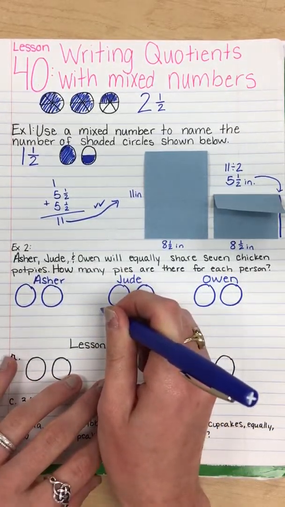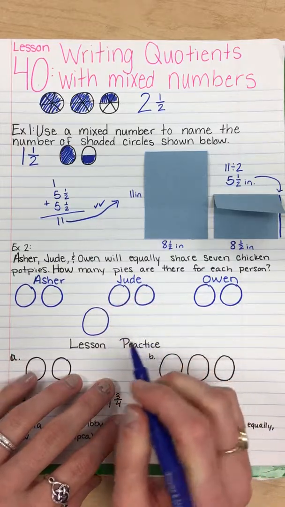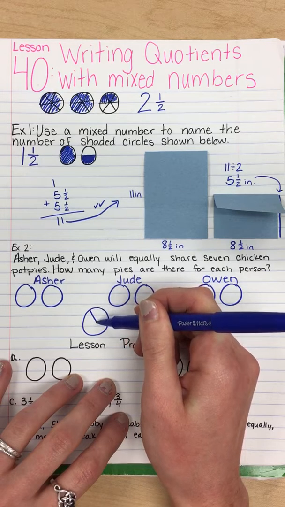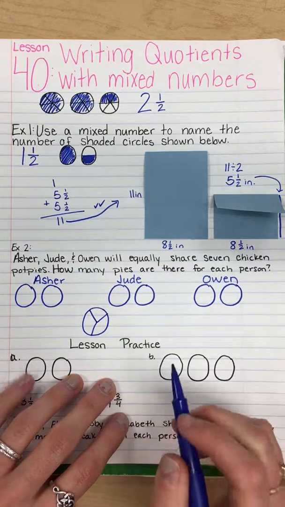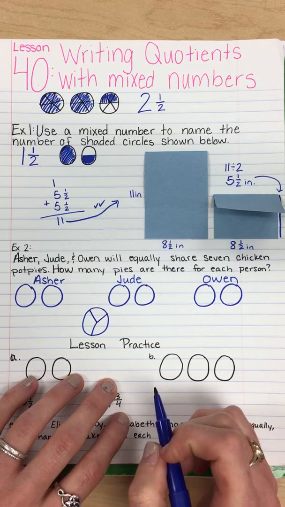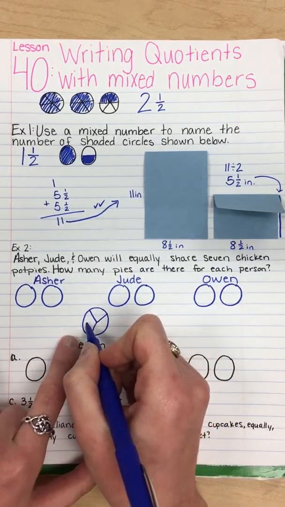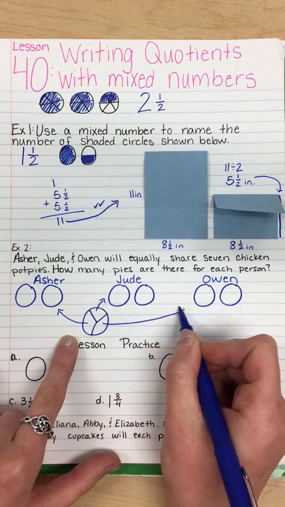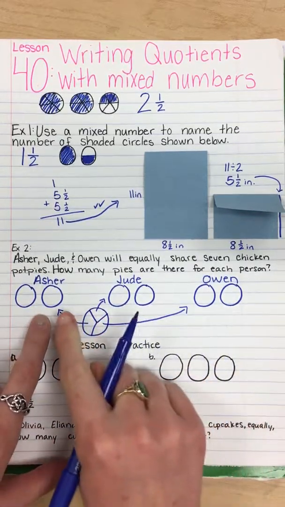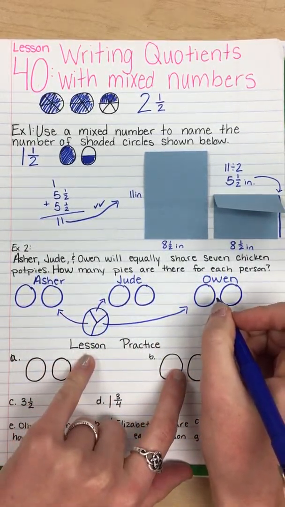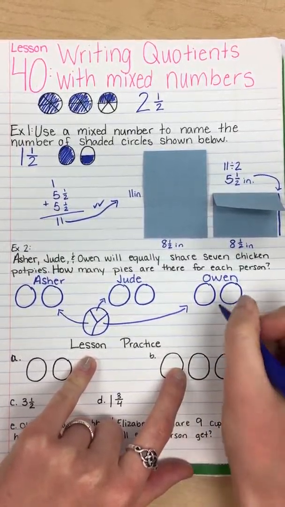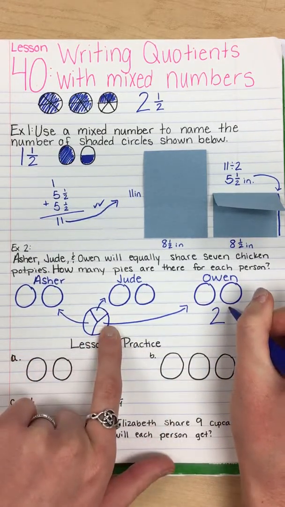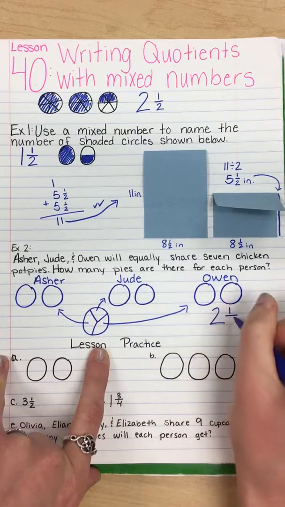So I'm going to draw this pot pie down here. And since it has to be divided into 3 groups, I'm going to split it into thirds. Okay? And this part can go to Asher, this part will go to Jude, and this part will go to Owen. So you find that they will each get 1/3. So they will each get 2 whole pot pies and 1 part of this 3-part pot pie.